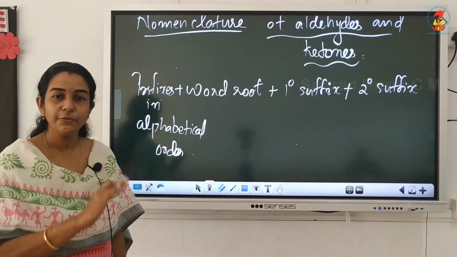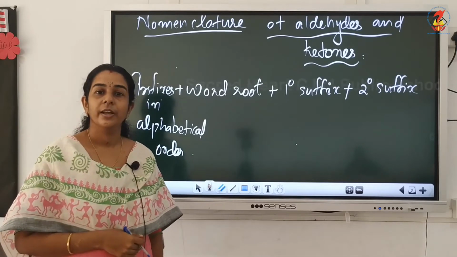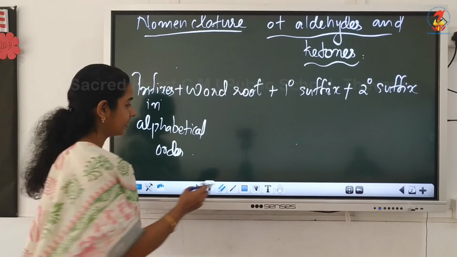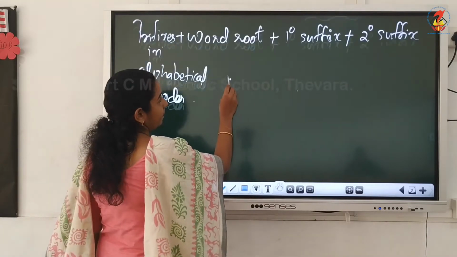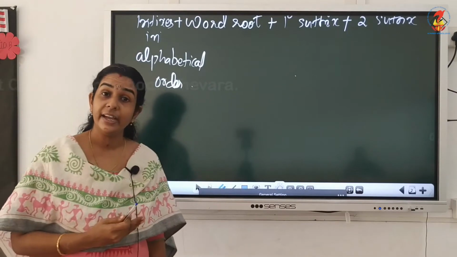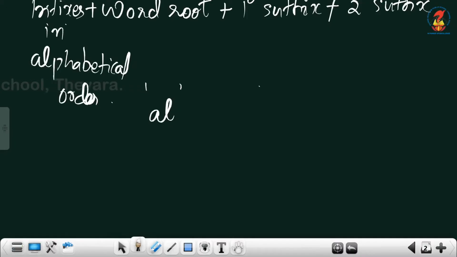This is the basic format to write the IUPAC name of an organic compound. Now we will see a few examples. And you know what the suffix for an aldehyde is? It is al. And if it is a ketone, what is the suffix we are using?